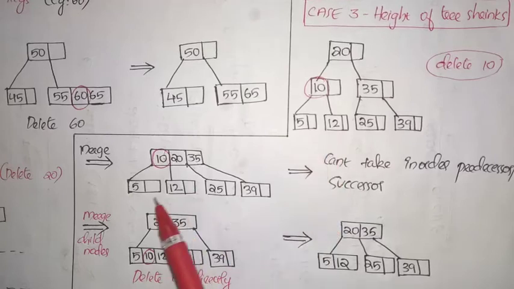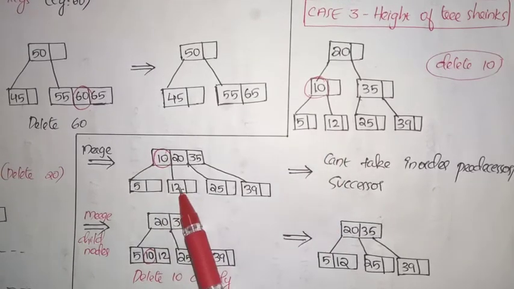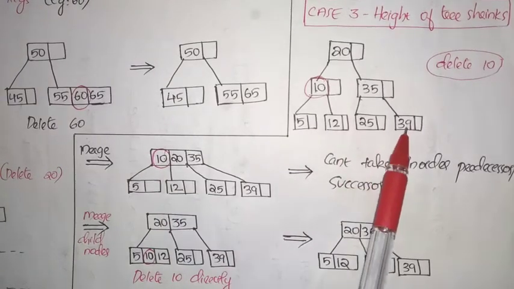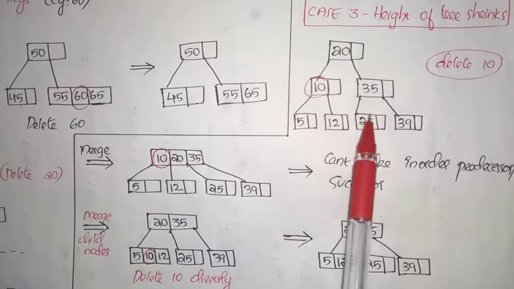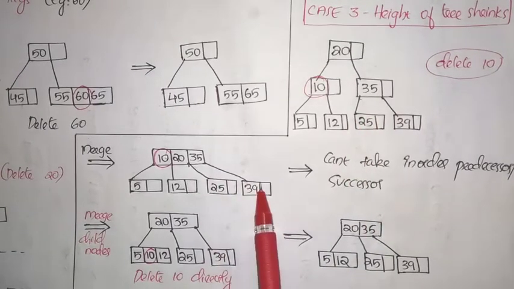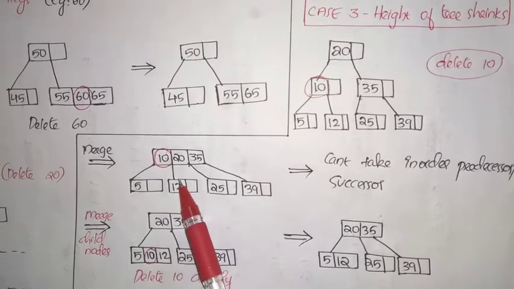5 and 12 are the left and right child of 10 as such. 25 and 39 are the left and right child of this 35 as such. No change at all. So this is how the merging will be done.